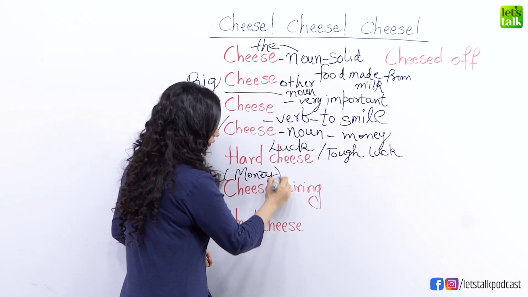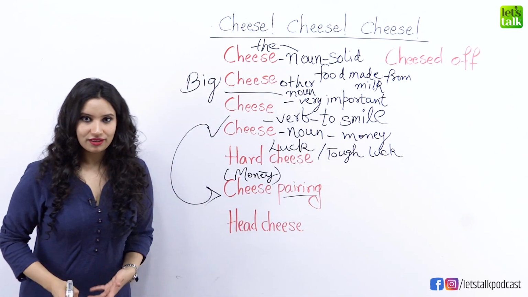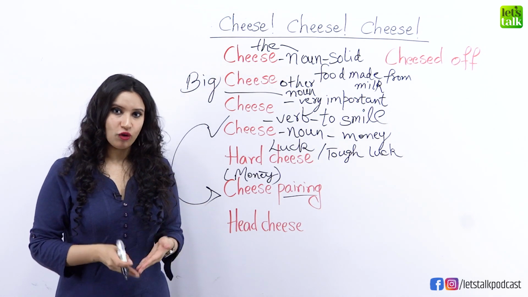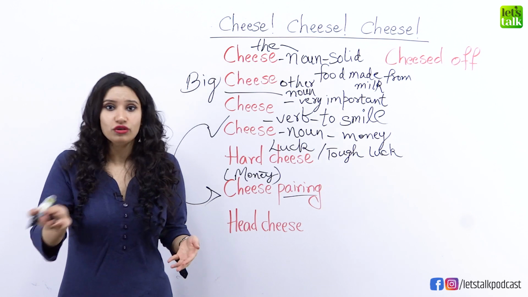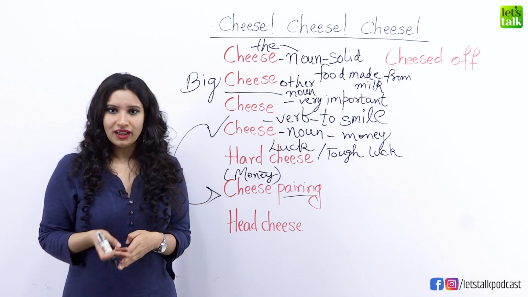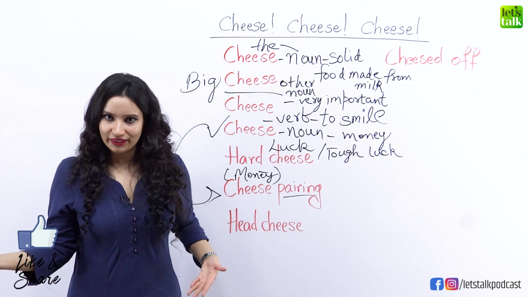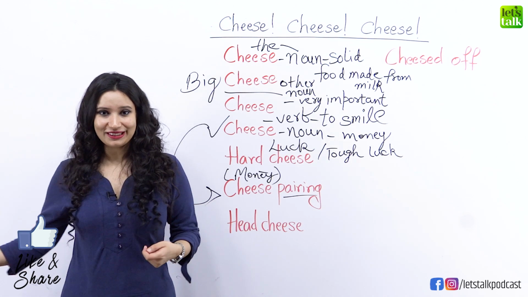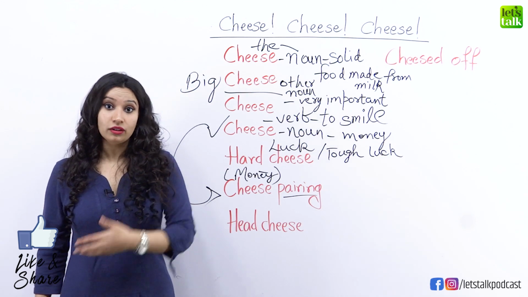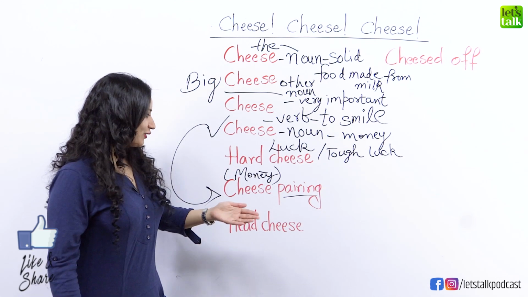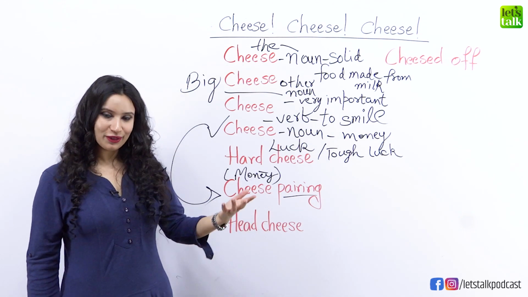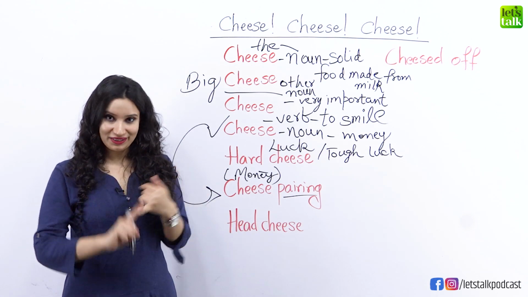But here we have the word pairing. So here it means a person who uses money very stingily or miserly, which means they don't like to spend too much money and they take too much care when they're spending money. They don't want to waste money, and they try to save money wherever they can. If they are buying vegetables, they'll try saving money. If they are buying a car, they'll try saving money. So such a person loves cheese pairing, which means they love saving money or spending money miserly.